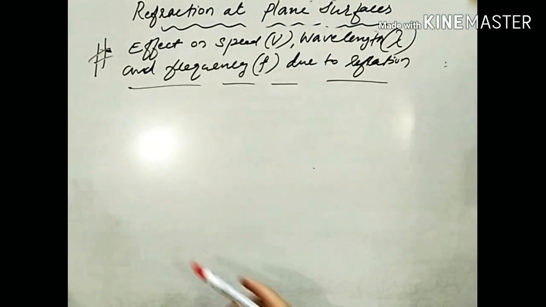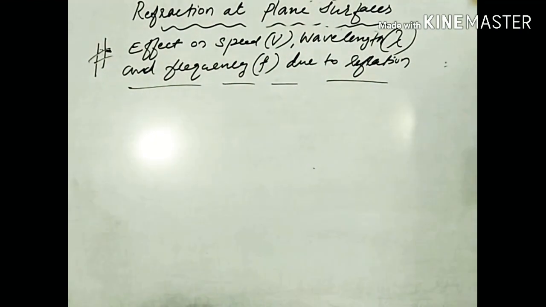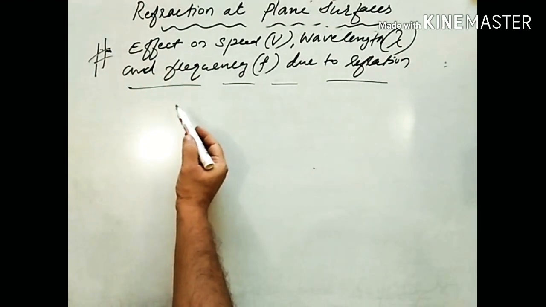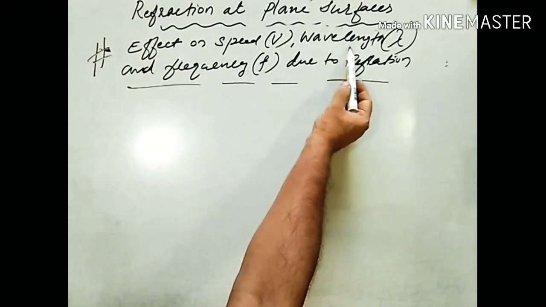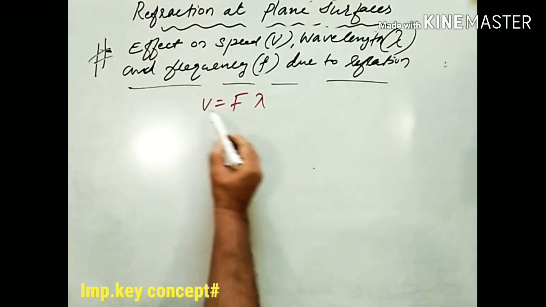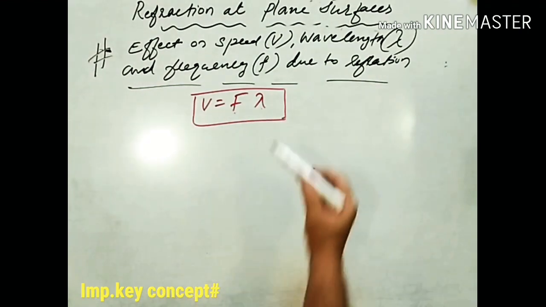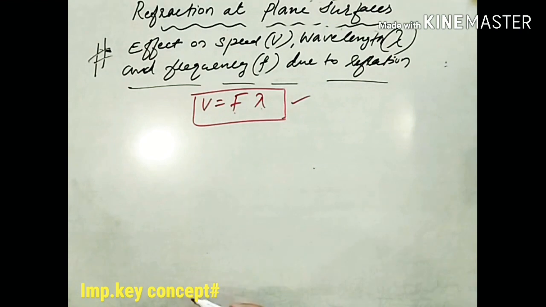Now let's check what is the effect on speed, wavelength and frequency due to refraction of light. You know, when a ray of light gets refracted from a rarer to a denser medium, the speed of light decreases. When it is refracted from denser to rarer medium, what happens? The speed of light increases. And the relation between the speed, wavelength and frequency of light is given by v = f lambda, where f is the frequency and lambda is the wavelength. Remember this expression.